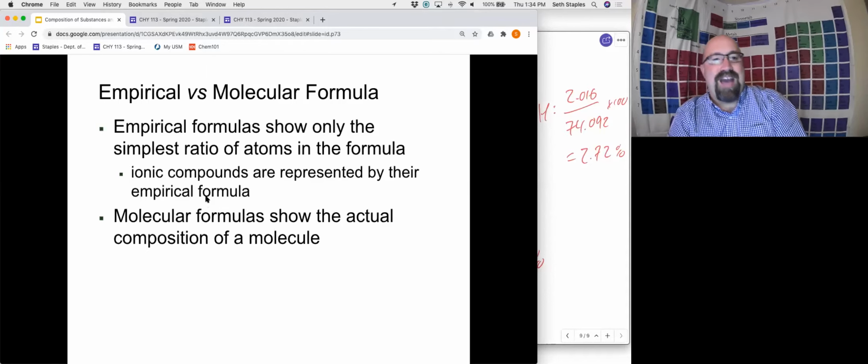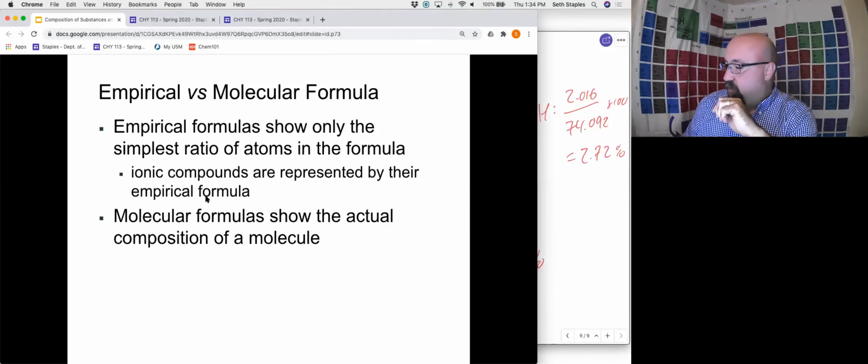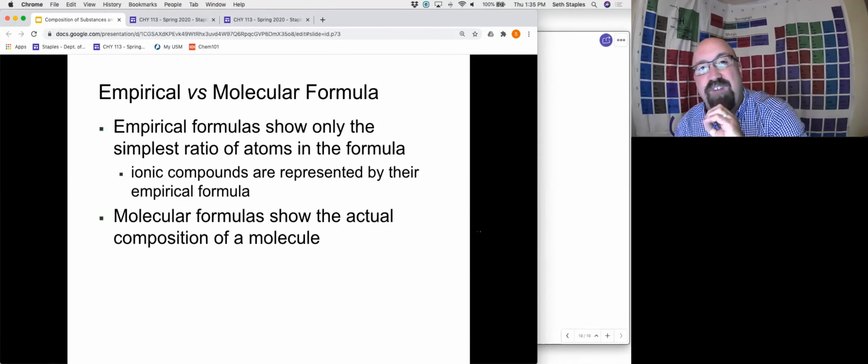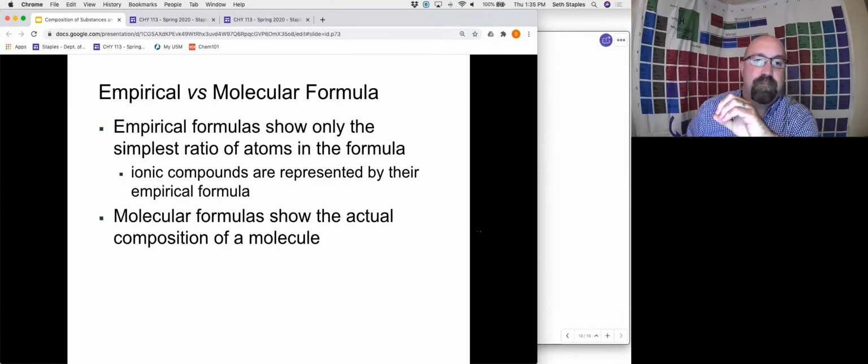And so really the last big thing to talk about today is an empirical formula. A molecular formula, we've talked about molecular formulas already. Molecular formulas show us the actual composition of a molecule. How many of each type of atom is in the distinct molecule that we're talking about. An empirical formula only shows us the simplest ratio of those atoms.